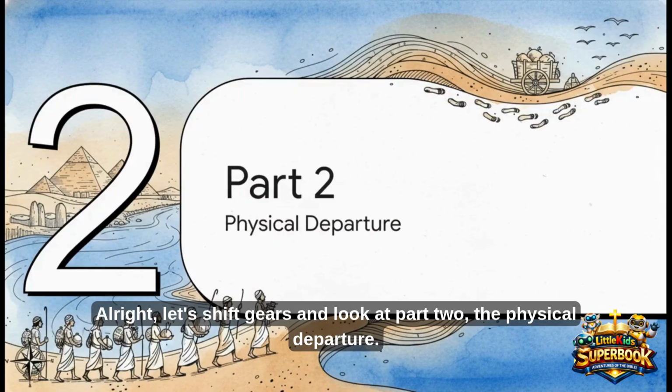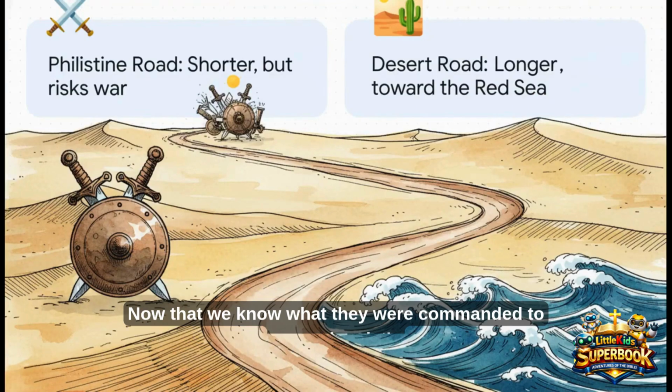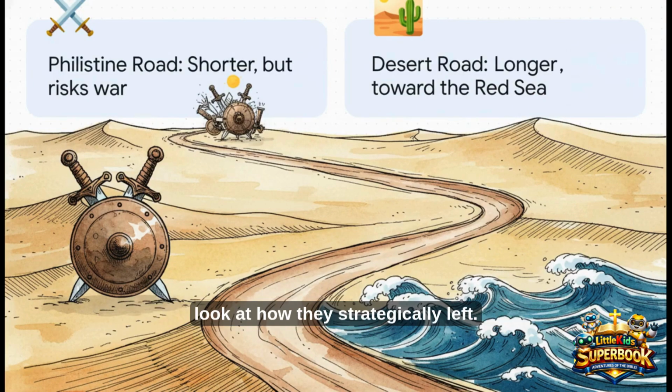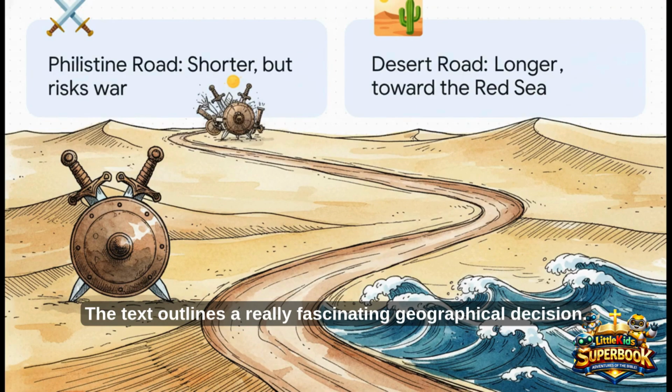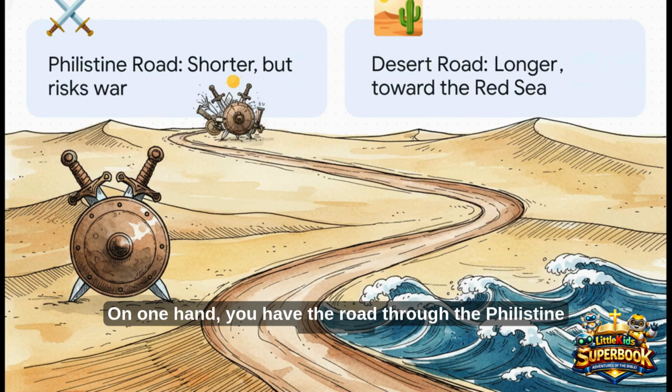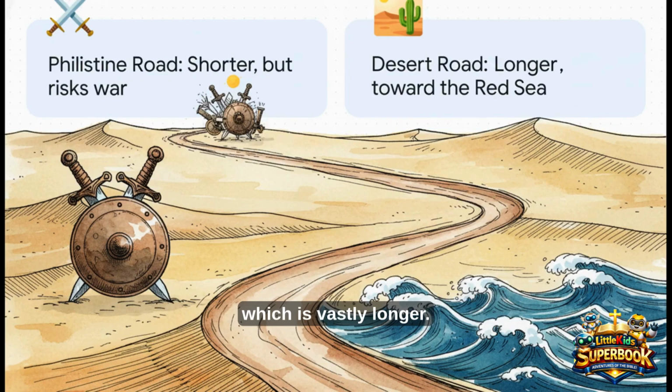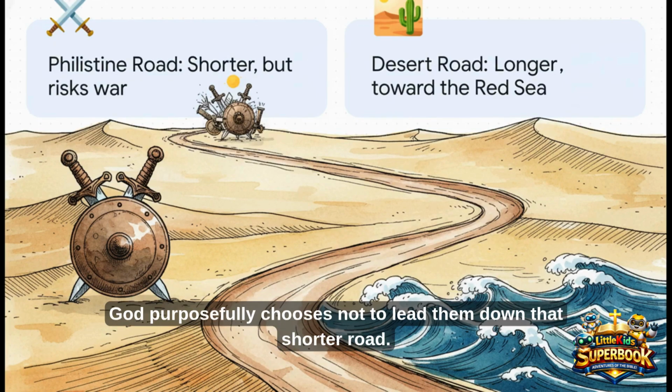All right, let's shift gears and look at part 2, the physical departure. Now that we know what they were commanded to remember, let's look at how they strategically left. The text outlines a really fascinating geographical decision. On one hand, you have the road through the Philistine country. It's a much shorter, much more direct route. But on the other hand, you have the desert road toward the Red Sea, which is vastly longer. God purposefully chooses not to lead them down that shorter road.